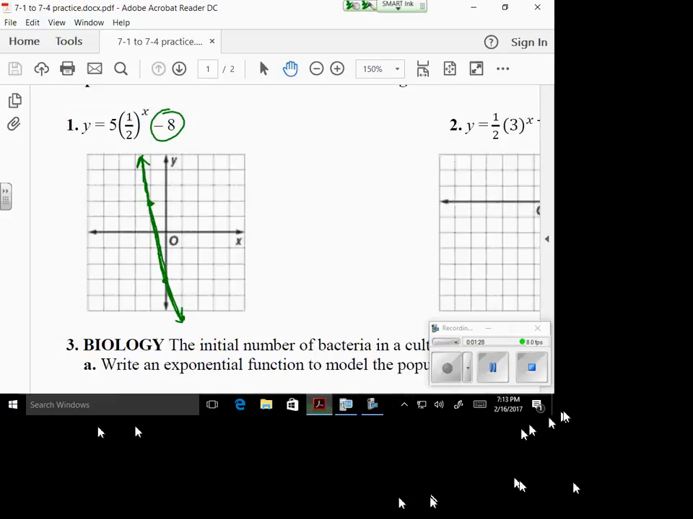Which is at -8, so your domain, instead of all x, is such that x is all real numbers. But your range is going to be, instead of all y's, such that y will be greater than -8.